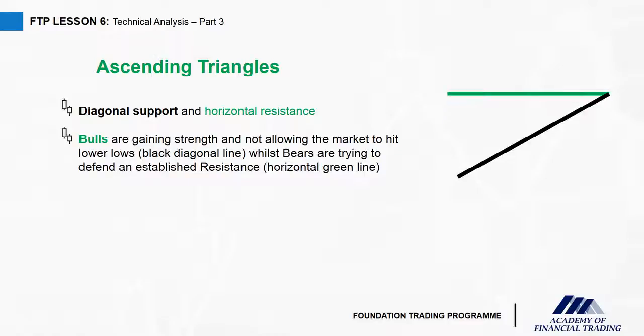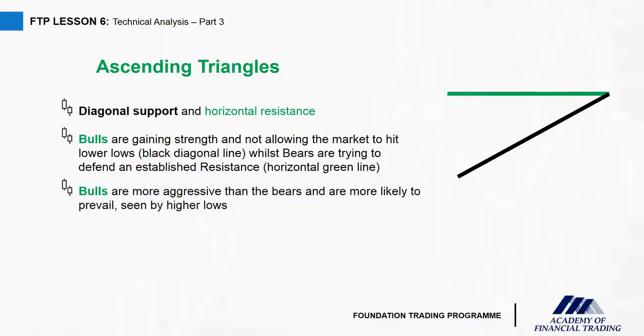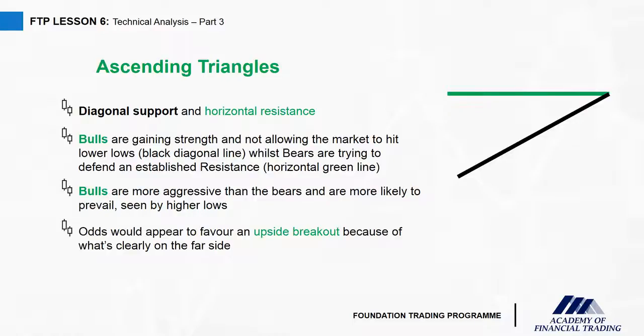That is the lows going up. Whilst bears are trying to defend an established resistance, just trying to stop it getting above that, the low that it's hitting keeps going up. So bulls are being more aggressive than the bears in this market and are more likely to prevail, which is what we're seeing by these higher lows. Normally, odds would appear in favor of an upside breakout, because what's clearly on the far side of that.